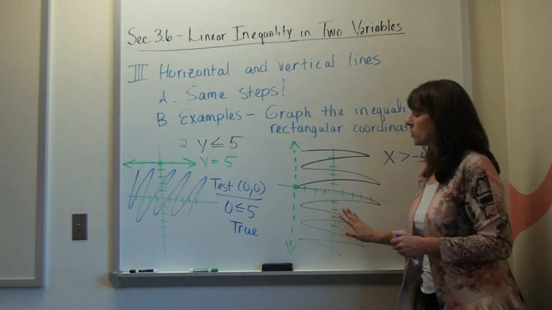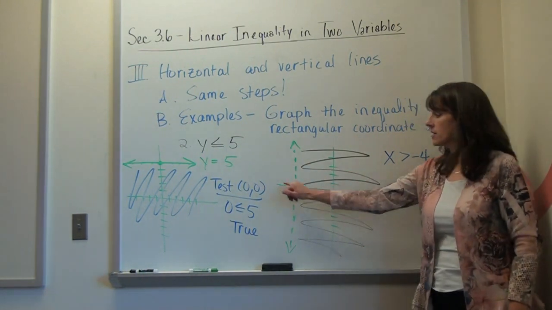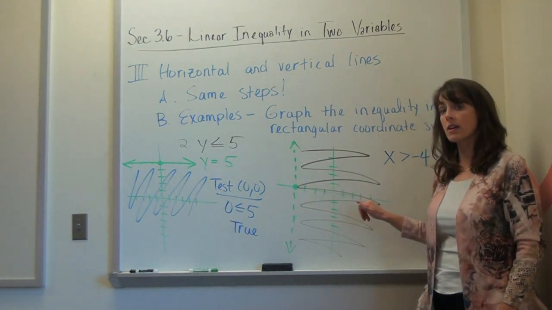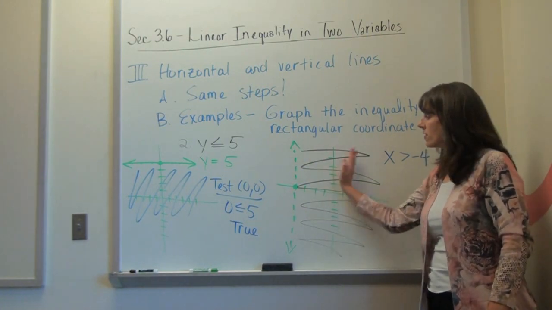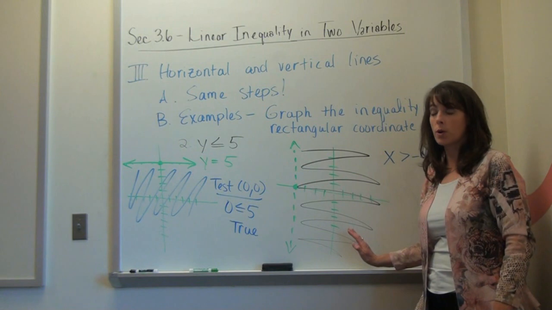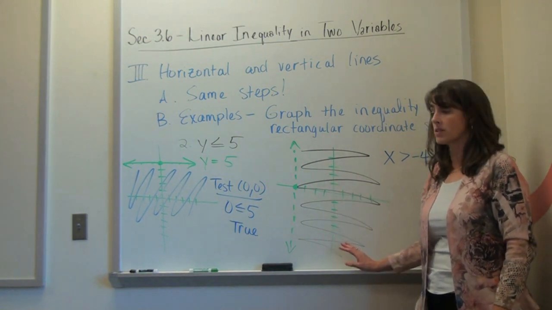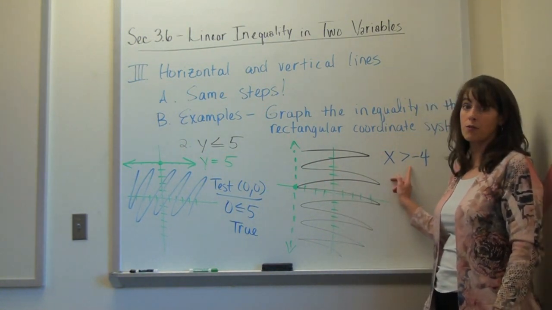Well, as I look at this 2D coordinate plane, here's x = -4, and as I look at the x-axis, where are the x's that are bigger than that -4? It's all of these. So that indicates everything over here is going to work, because all of these ordered pairs are the ones that have x's that are bigger than -4.